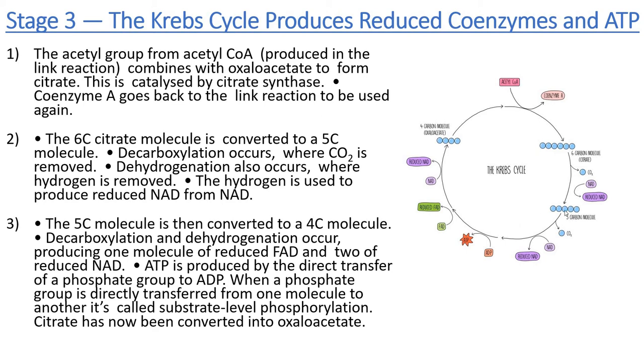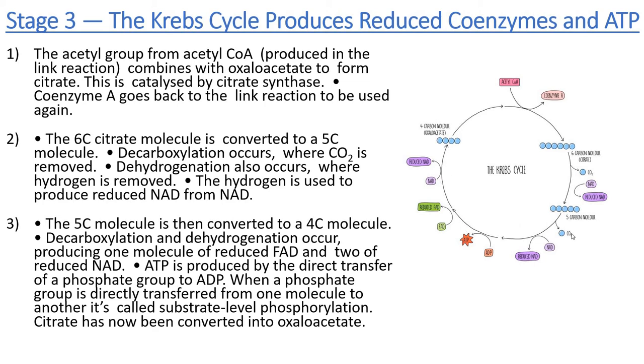Then to get from the 5-carbon molecule back to the 4-carbon oxaloacetate, carbon dioxide is produced, so decarboxylation, and dehydrogenation happens. So you've got NAD turns to reduced NAD, and FAD is turned into reduced FAD, NAD is turned into reduced NAD, and ATP is produced. So the phosphate comes from another molecule, so it's substrate level phosphorylation. The phosphate is added to the ADP to produce ATP.